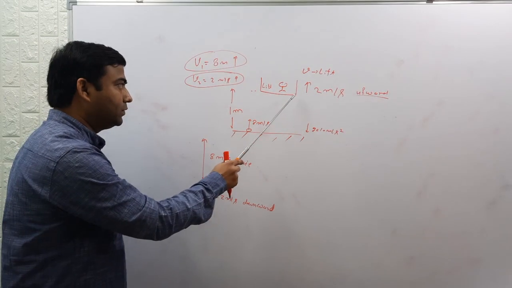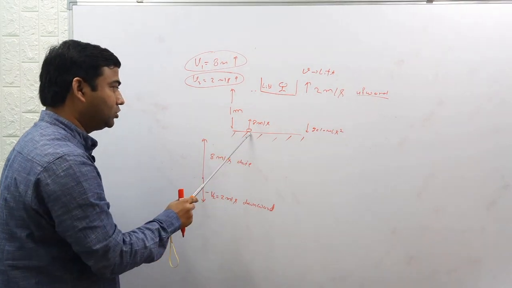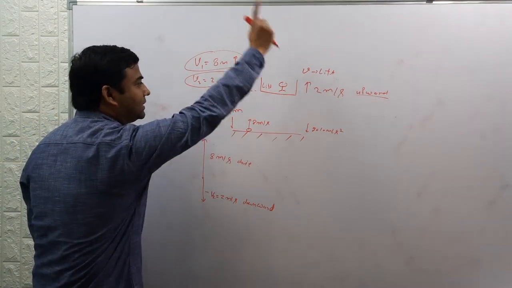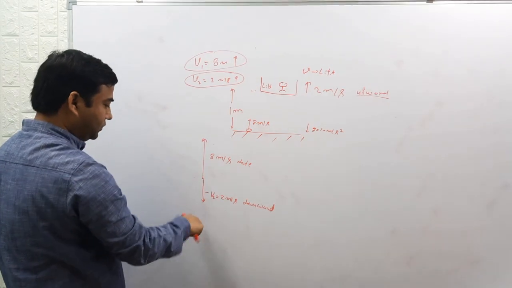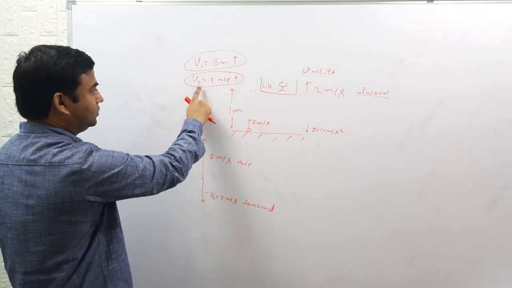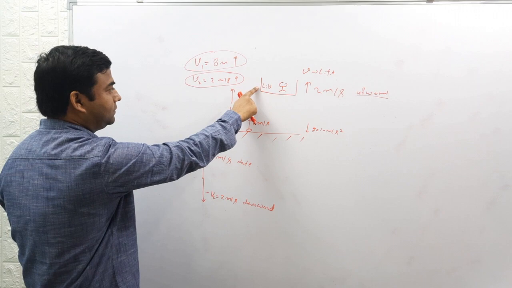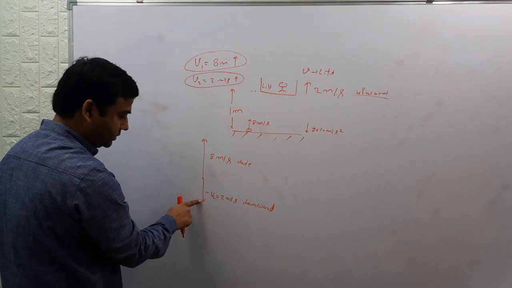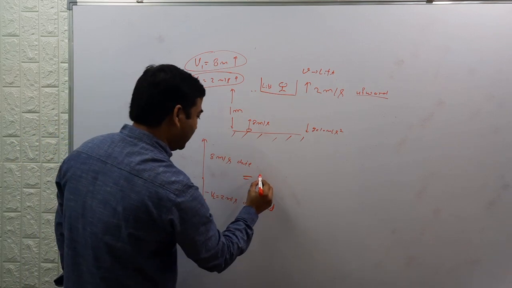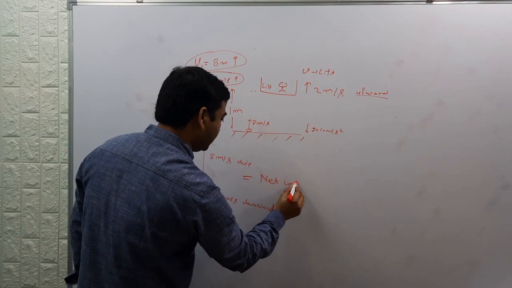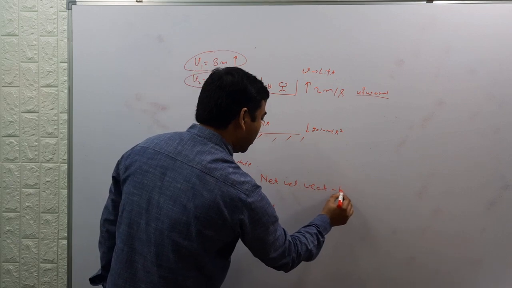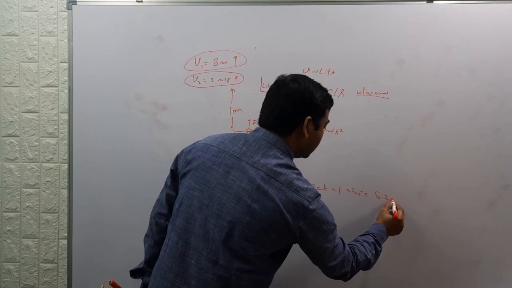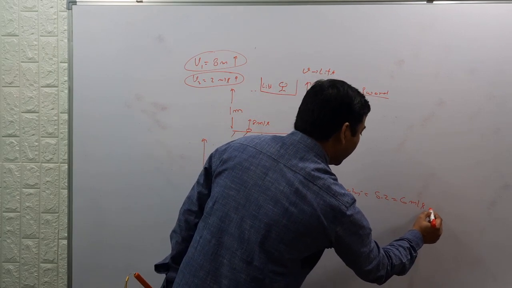So just reduce the velocity vector of the lift from the velocity of the object. The velocity vector is 2 meters per second upward. So we have taken minus v2, 2 meters per second upward, that is the lift velocity. So minus v2 will be 2 meters per second downward. So the net velocity vector of the object is 8 minus 2, 6 meters per second upward.